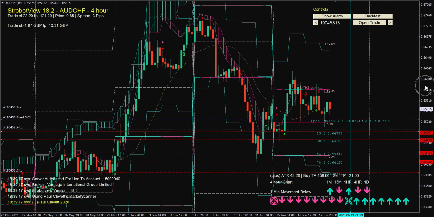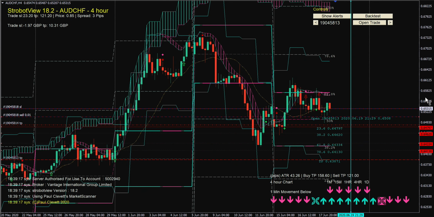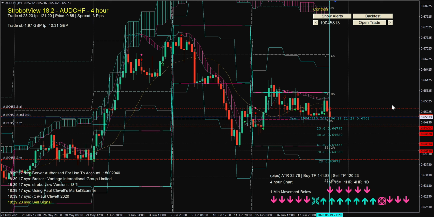So here's Aussie Swiss. Oh, there we go, it's just loaded. I thought that looked a bit odd. Aussie Swiss has actually got the 2 trades on. You can see that we've got 2 trades placed at this level here, and then there's a take profit here, that's the first trade, and there's a take profit down here. That's the second trade, our longer term trade.